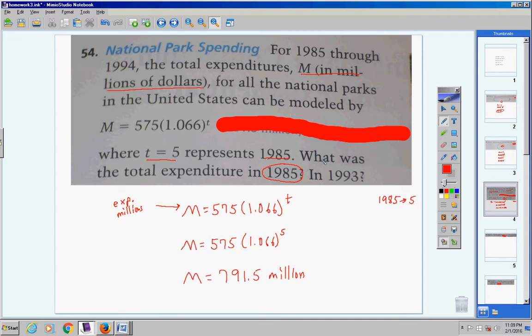Now, what was the total in 1993? So let's do it again. 1993.